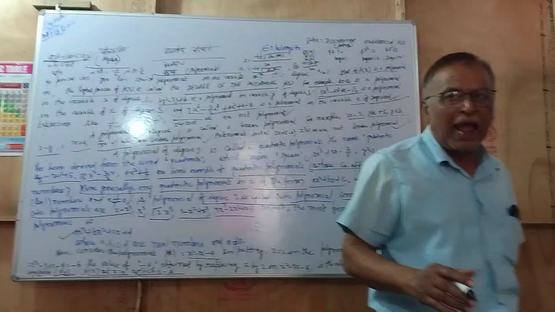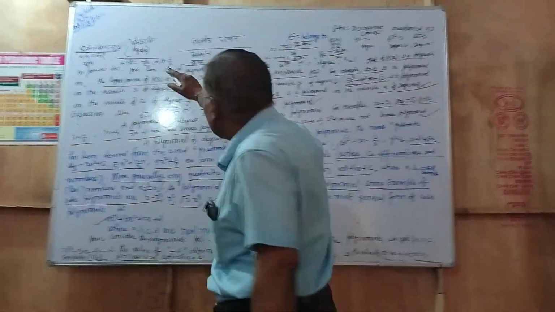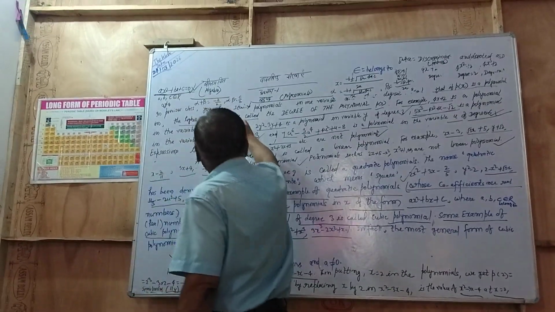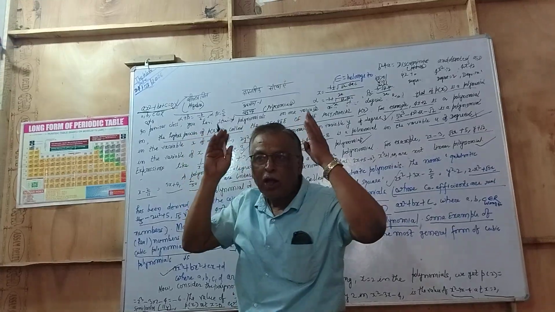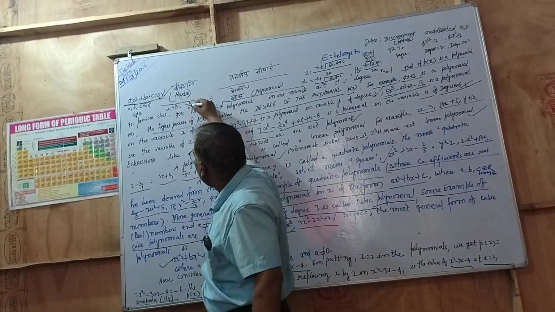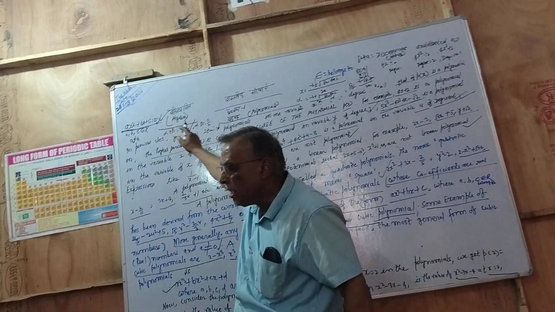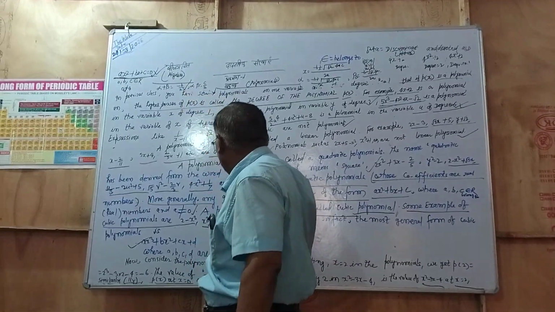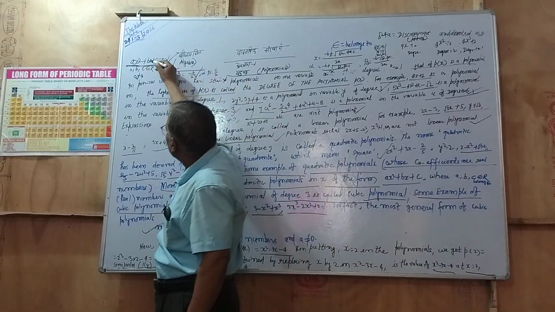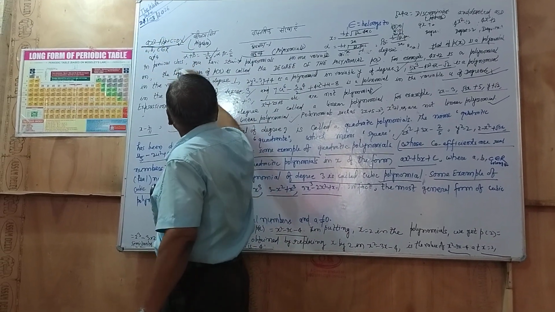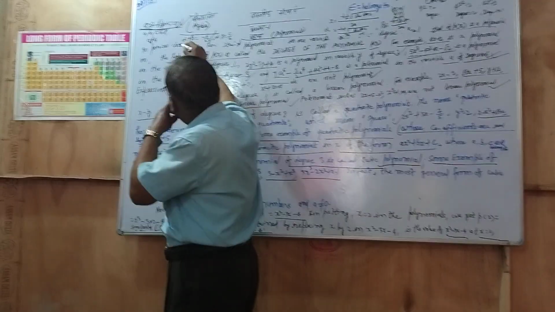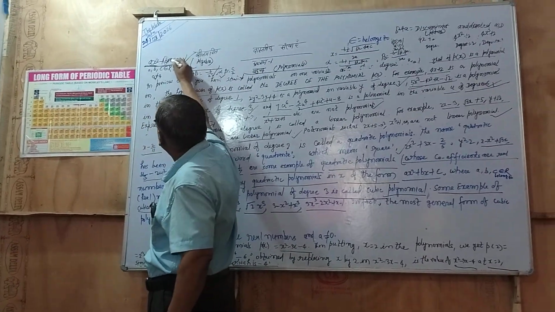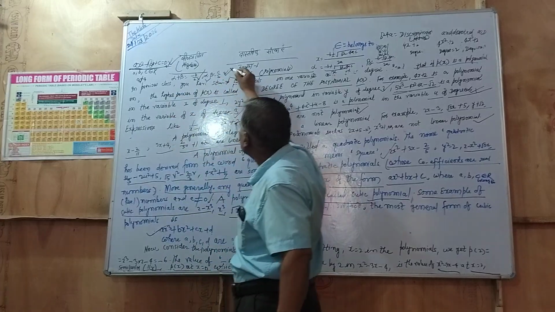And you must remember that if ax square plus bx plus c has two roots, alpha and beta, then the sum of the roots, alpha plus beta, is equal to minus b by a. Here b is the coefficient of x, therefore the sum is minus b by a, and the product of the roots, alpha into beta, is equal to the constant term c divided by the coefficient of x square, a.